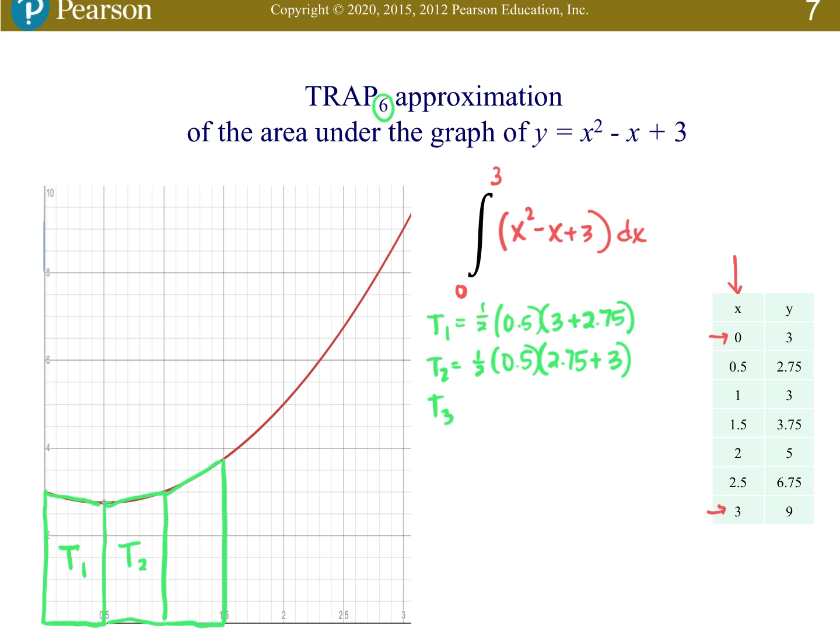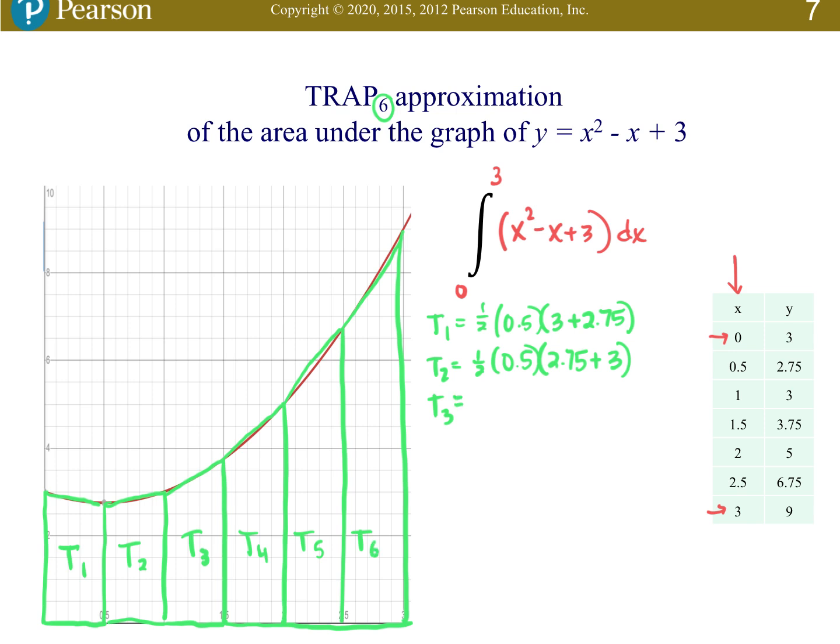And we're going to create the 6 different trapezoids, T1 to T6, using the data values that are given. And we'll have T4, T5, and T6. So T3 was 1/2. The base is still 0.5. It's nice when the bases are consistent.